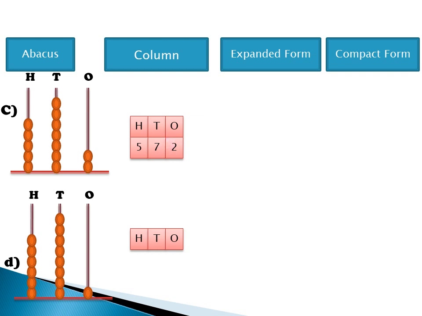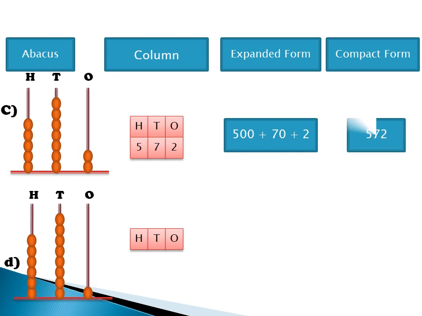Now let's write down this number in expanded form. 500 plus 70 plus 2. And now the compact form is 572. Now the next one, D.